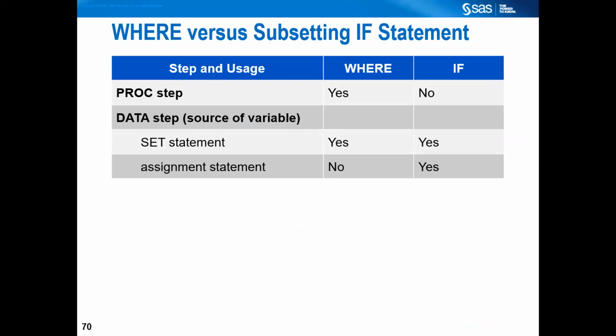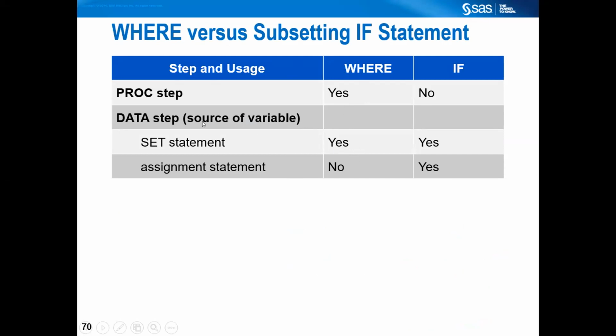So this is where we can use subsetting if. Now we cannot use subsetting if in a proc step. Why? Because a proc step works on an existing data set, and subsetting if works on variables being processed in the data step. If you try to use subsetting if in a proc step, it will not work and will give you an error. Hence, subsetting if is valid in the data step.